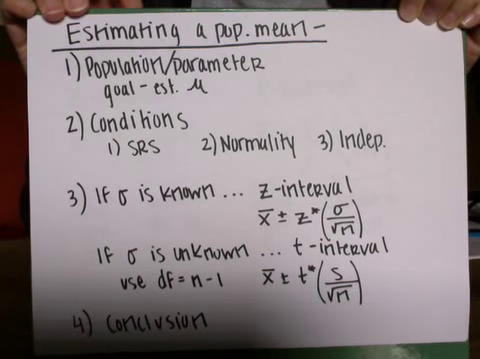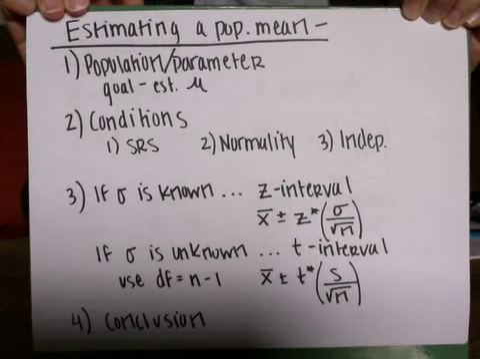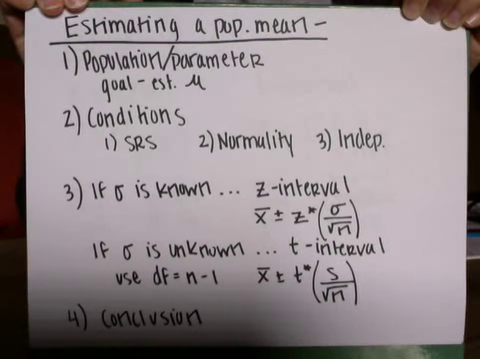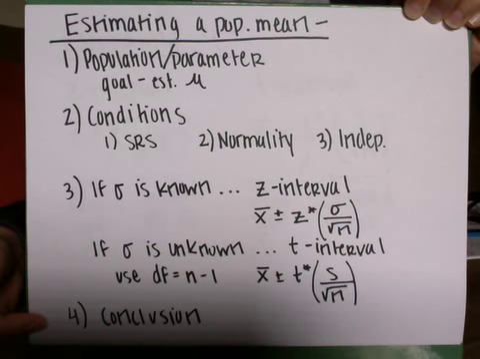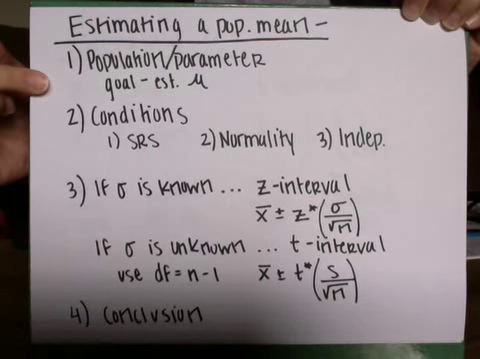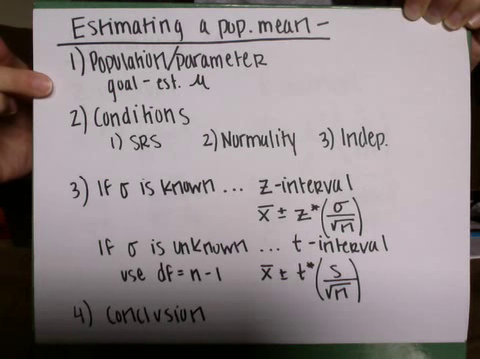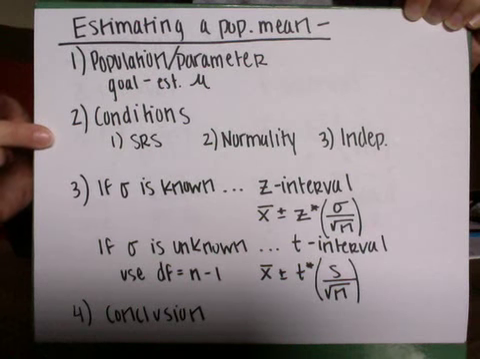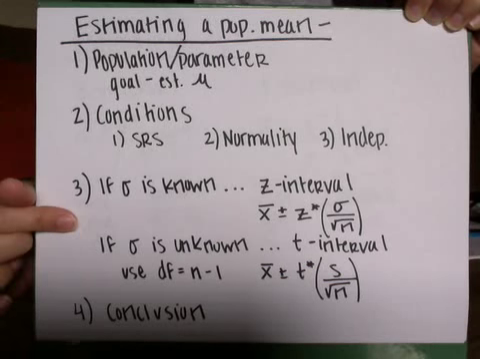So a couple things to just distinguish a z-interval versus a t-interval. They both follow the inference toolbox just as we've gone over, the 4 steps. Population parameter, the goal is to estimate mean. The conditions are the same. The only difference is in our calculations.